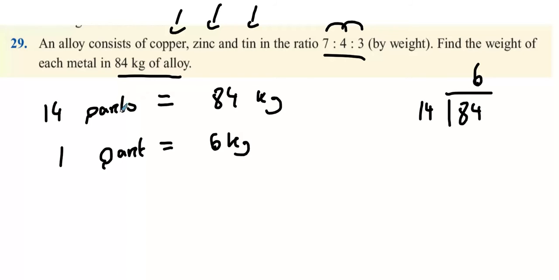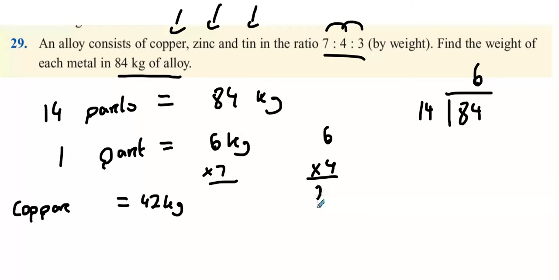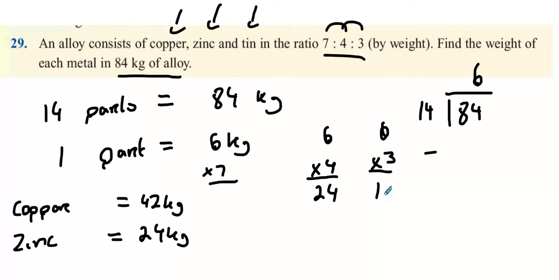Okay, find the weight of each metal. So copper is 7 parts. So you multiply 6 by 7, and you get copper is 42 kilograms. Zinc is 4 parts. So you multiply by 4 to get 24. And finally, tin is 3 parts, so you multiply 6 by 3 to get 18.